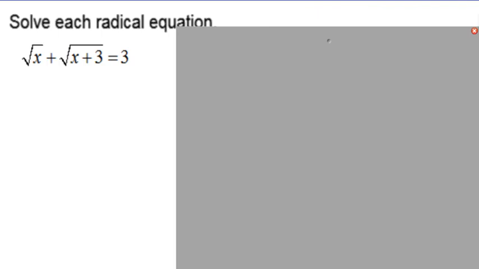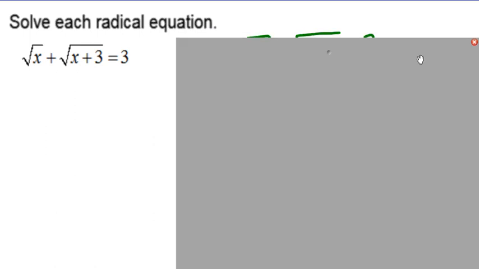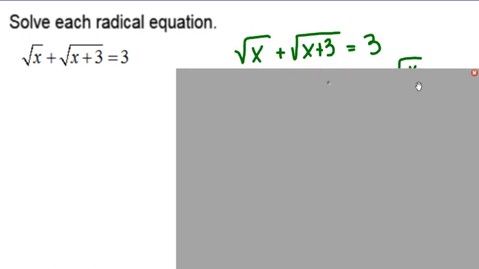Here we have the equation, the square root of x plus the square root of x plus 3 equals 3. Again, because we have multiple radicals in the equation, we want to separate them. So one way in doing that is we could subtract the square root of x from each side of the equation.